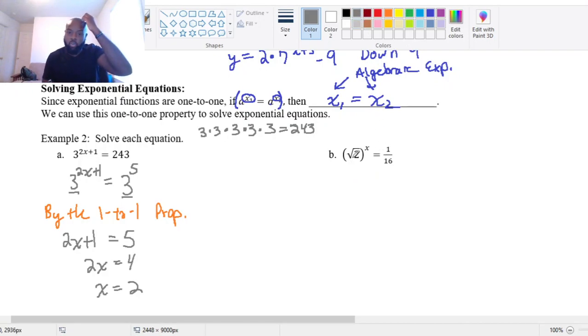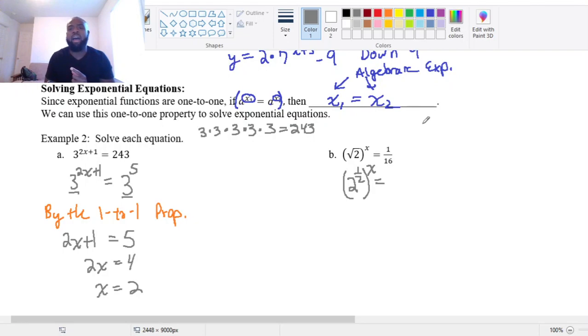Here I have the square root of 2 to the x equals 1 over 16. Now I don't even see a base, right? But I do see 2 under a square root, and we should always remember that when we take the square root of something, that's the exact same thing as raising it to the 1/2 power. So when I rewrite it as the 1/2 power, now I can see a base, and it looks like 2 is my base.